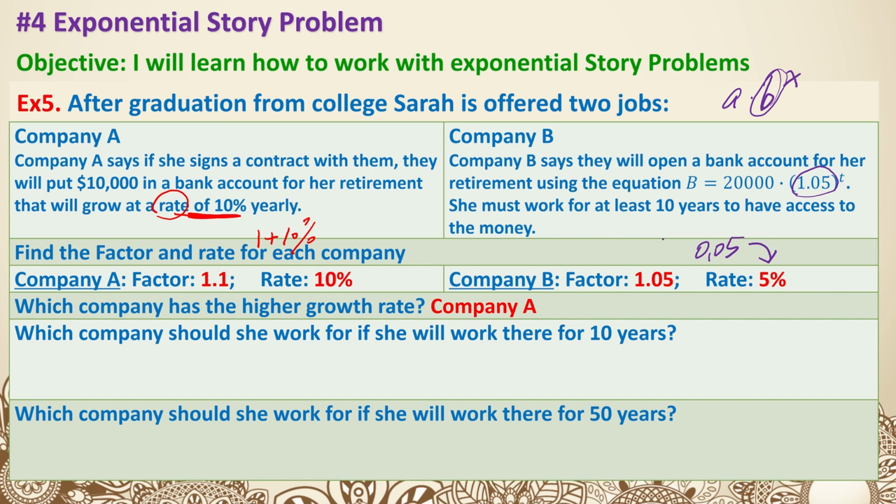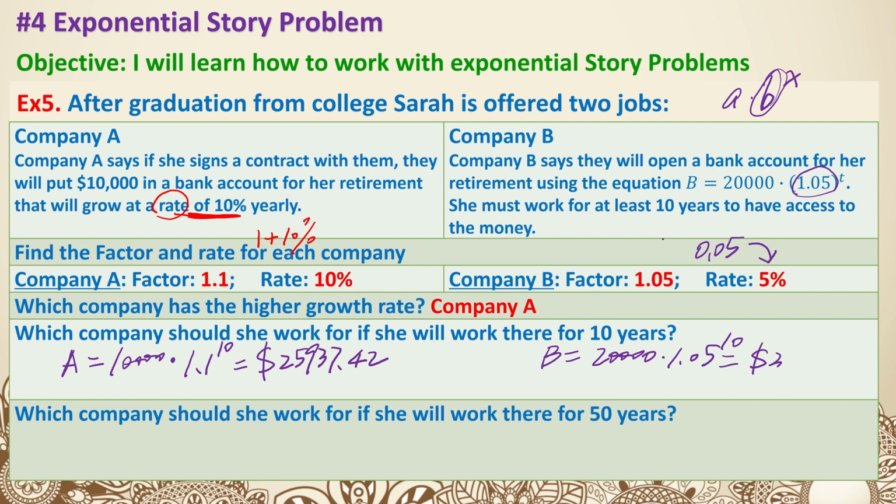And then it's asking which company should she work for if she will work there for 10 years. So let's calculate. Company A is going to be 10,000 multiplied with 1.1 as the factor to the 10th power. And that is going to be 25,937.42. As for company B, put in the formula 20,000 times 1.05 to the 10th power. And that is going to be 32,577.89. In that case, clearly, for 10 years, company B is the winner here.